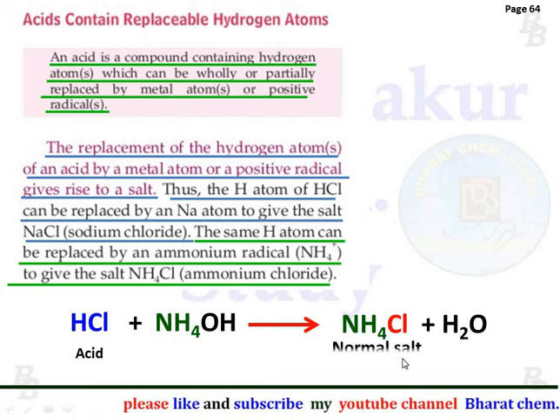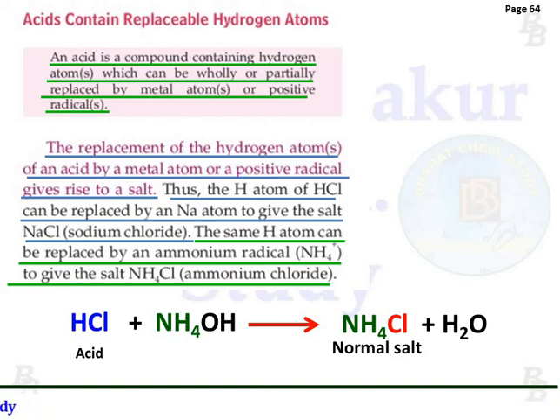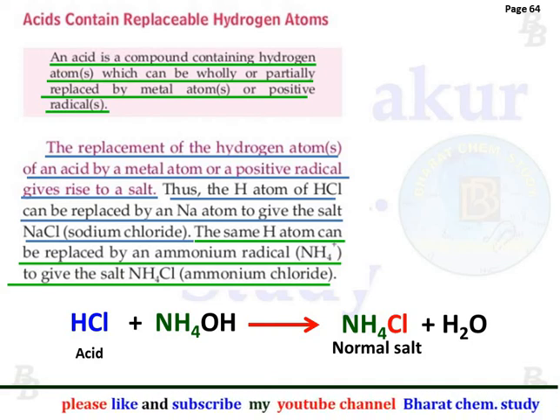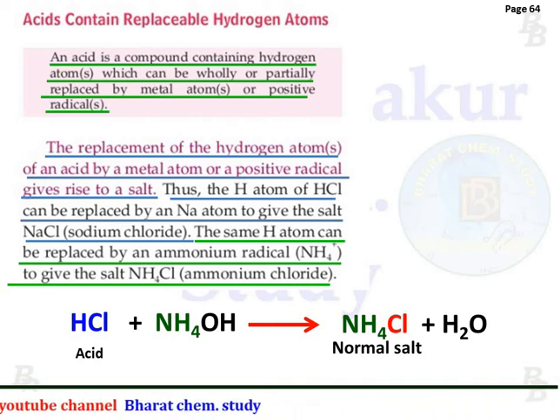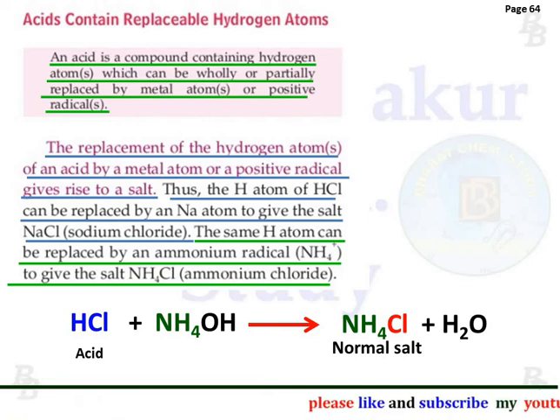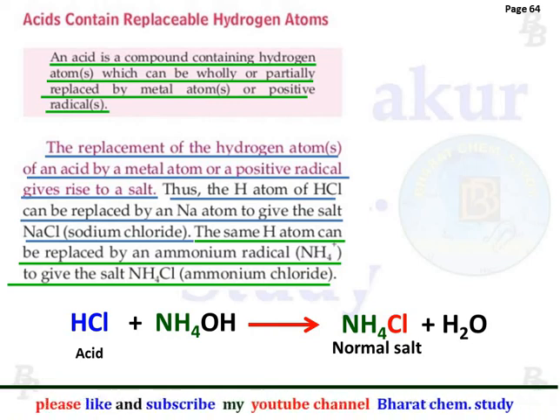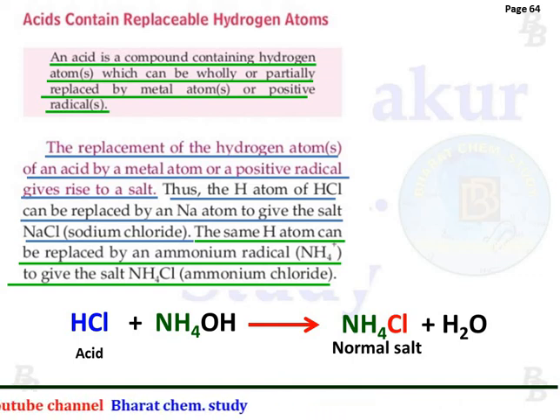therefore it is called normal salt. So we understand that when an acid loses its hydrogen, some positive ion or metal gets attached with the remaining part of that acid, and when all the hydrogen is replaced from an acid, it forms normal salt.